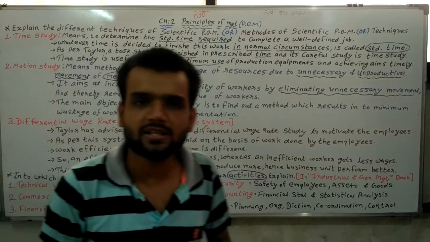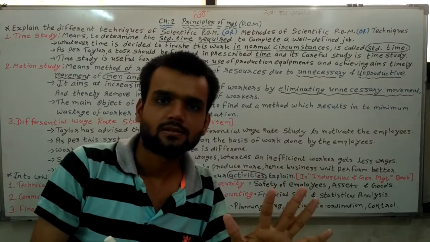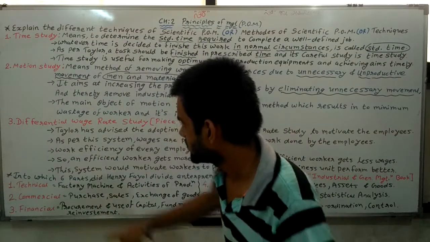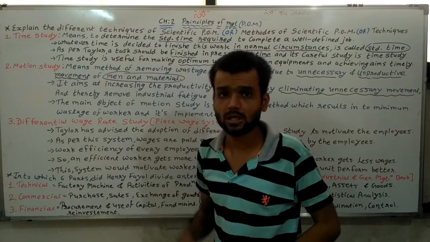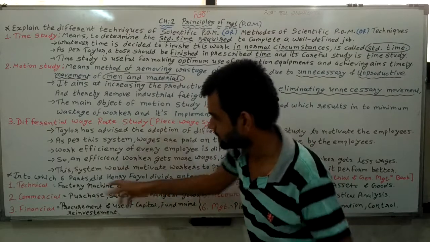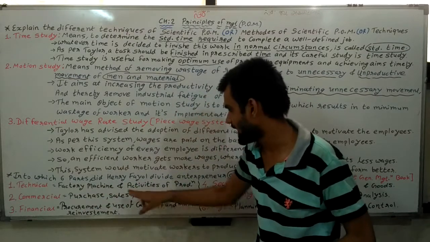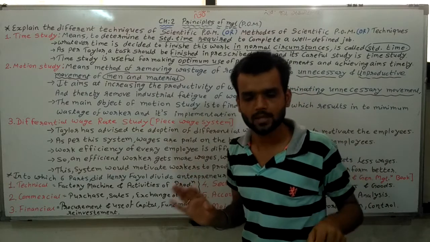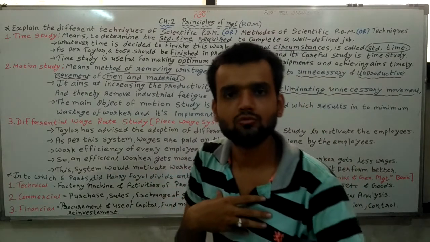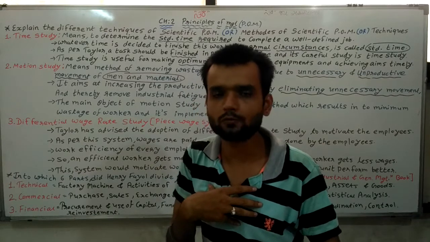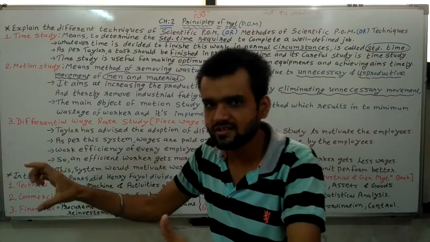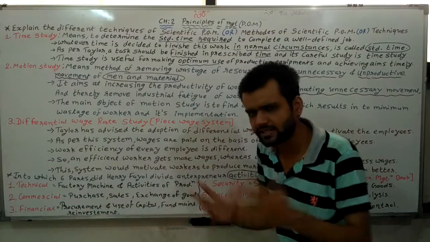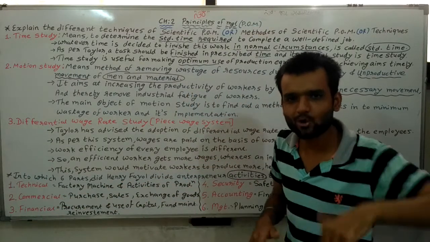So how many activities? Six activities presented by Henri Fayol. First activity is what? Technical activity. Now in technical, what is included? Simple. Factory machines and activities of production. That's it. Because first of all, we need to manufacture something. So what do we need? Machineries, engineers and workers. All these things are covered here. Technical activity completed. Going ahead.